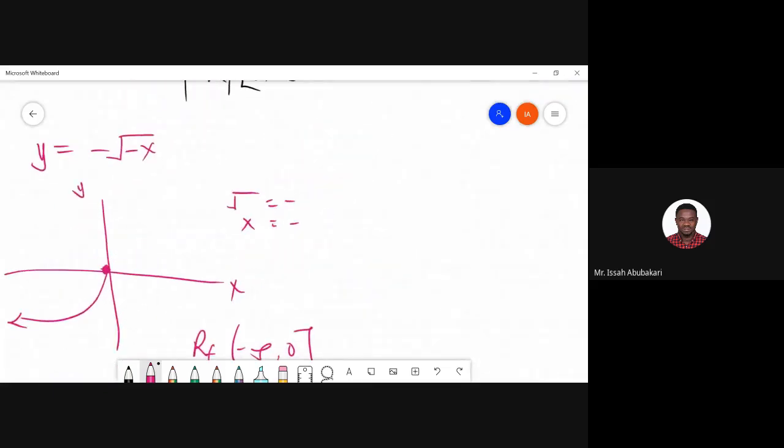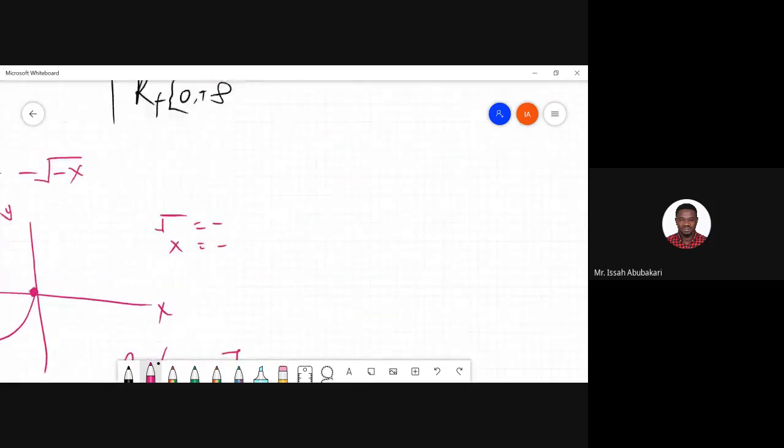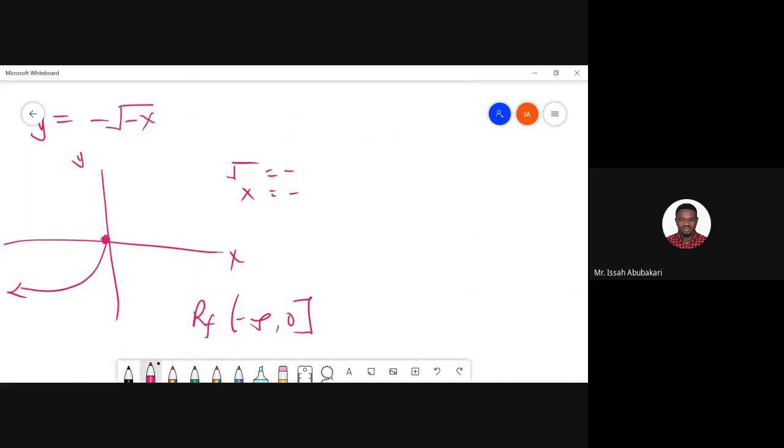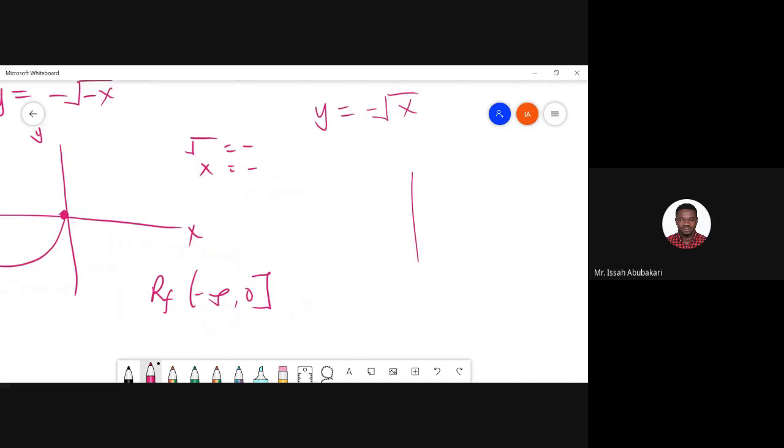This side will be when x is positive and the square root is negative. Now let's say we have y equal to negative square root of x, where the square root is negative and x is positive, okay? So we're going to have something like this, y and x. And because the square root is negative, it will come below the x-axis. And this side is positive for x. So we are going to have something like this. It's going to go something like this.